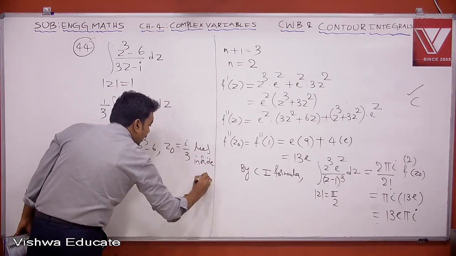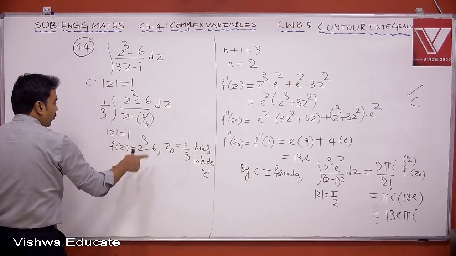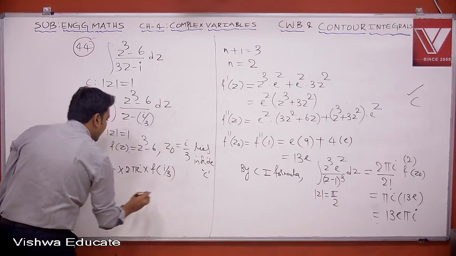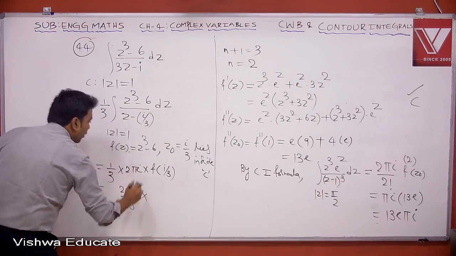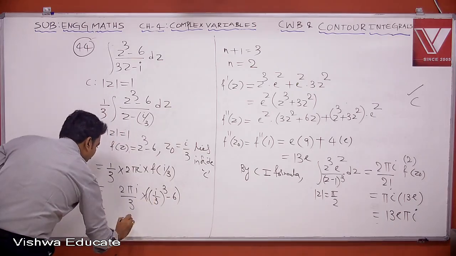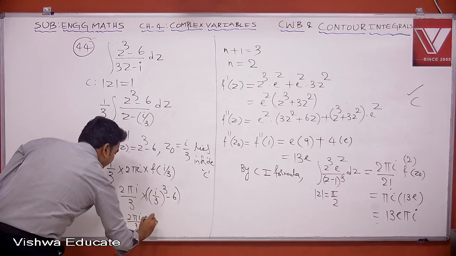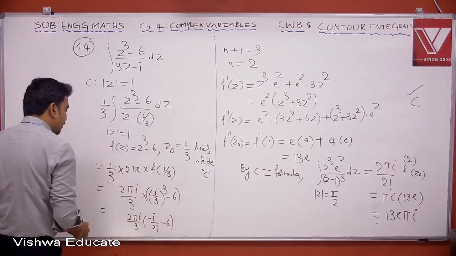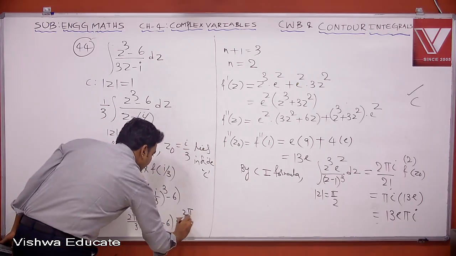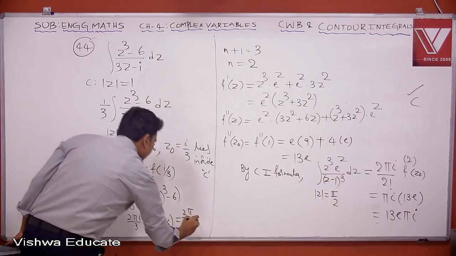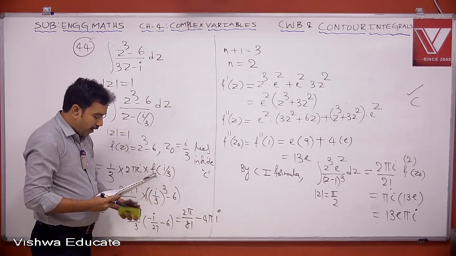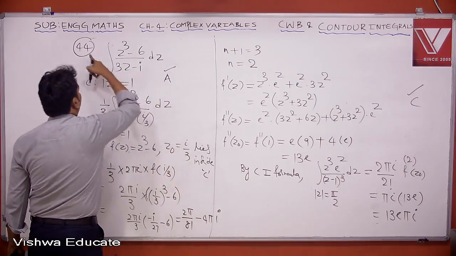inside the contour C. This is my contour C. Therefore, by Cauchy's integral formula, this becomes 1 by 3 into 2 pi i into f of i by 3. So this is 2 pi i by 3 into f of i by 3, which is (i by 3) whole cube minus 6. So this is 2 pi i by 3 into (i cube, which means minus i, by 27, minus 6). I into i square is minus 1, and the i already there gives plus 1. So this is 2 pi by 81 minus 4 pi i. Therefore, option A is the right answer for question number 44. Note this.